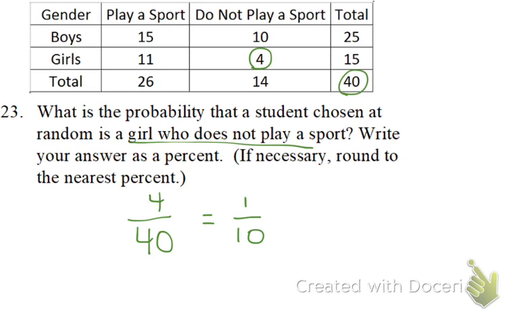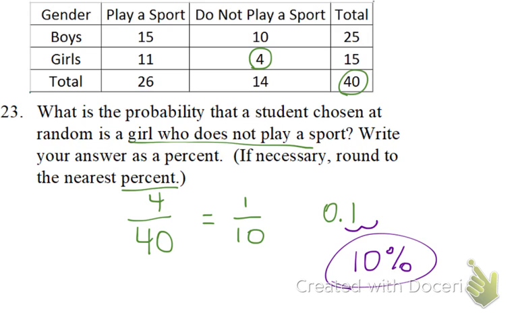If we change that to a decimal, you can put it in your calculator. You get 0.1, which changed to a percent, you would then move your decimal point to the right 2 spots. Percent means out of 100. So if it's 1 out of 10, then that would be the same as 10 out of 100.